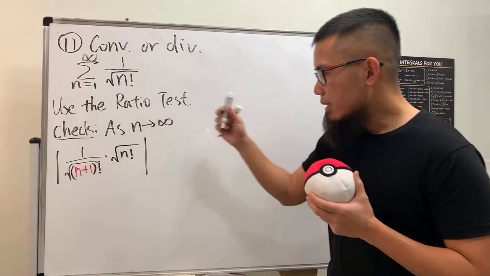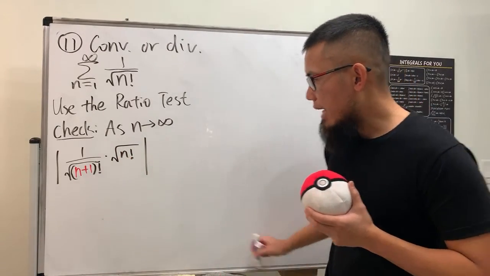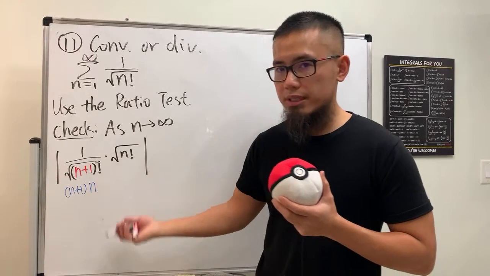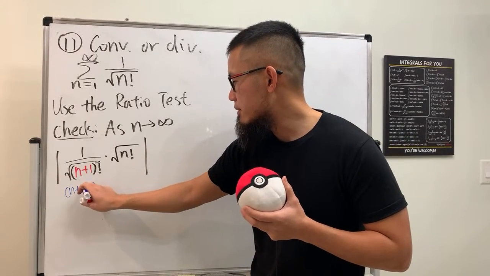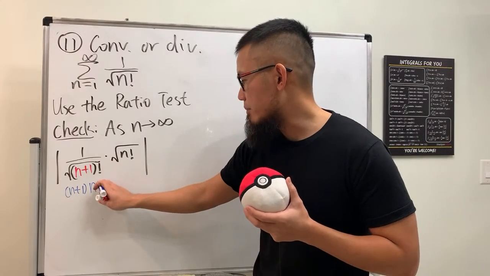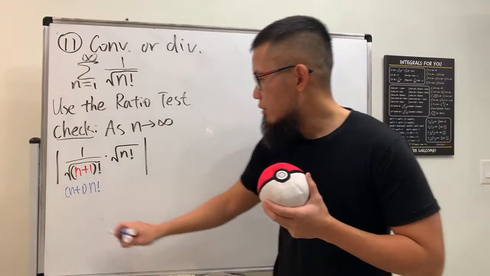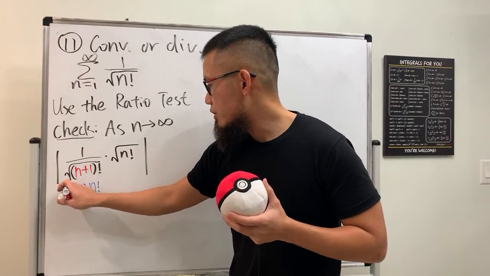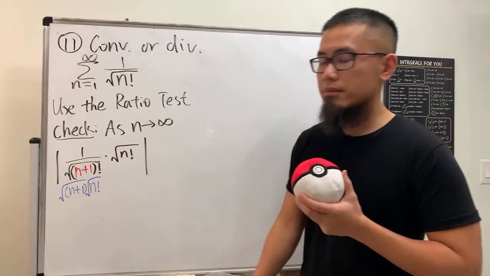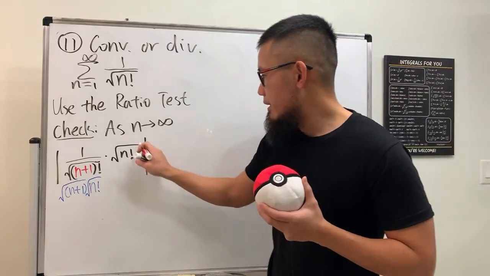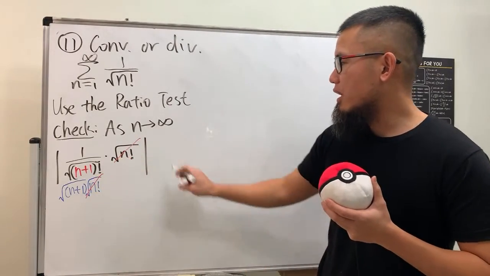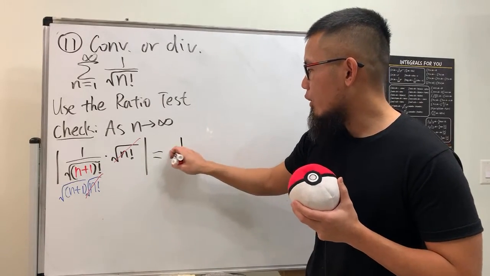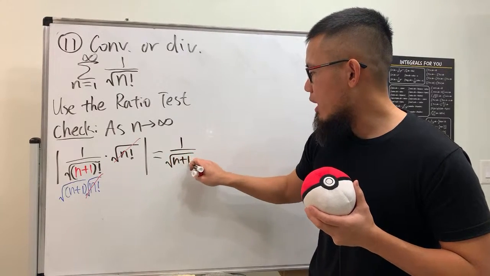Now, go ahead and break down the bigger factorial. So when we do that, this here becomes n plus 1 times the next, which is n, and then the next is n minus 1, and so on. But you know that's the same as n factorial. However, remember, we still have the square root. But because both of them are positive, you can just do the square root of this and square root of that. Well, this guy and that guy cancel each other out very nicely. So all in all, we don't need the absolute value because everything is positive. And we just have 1 over square root of n plus 1.